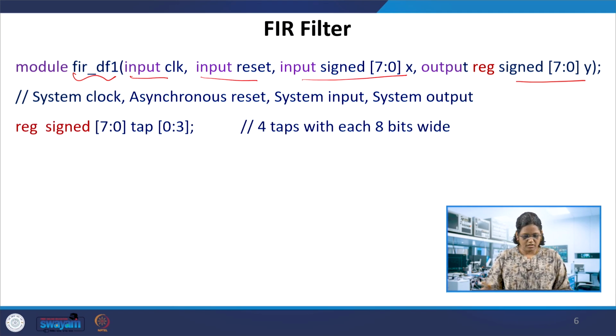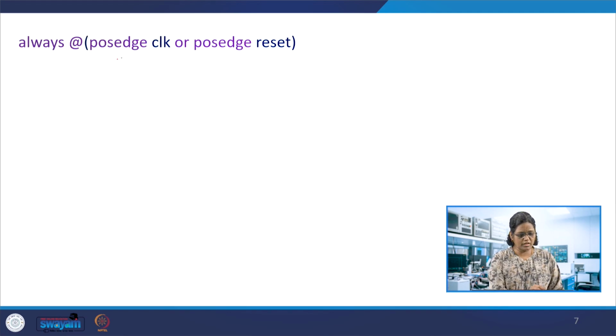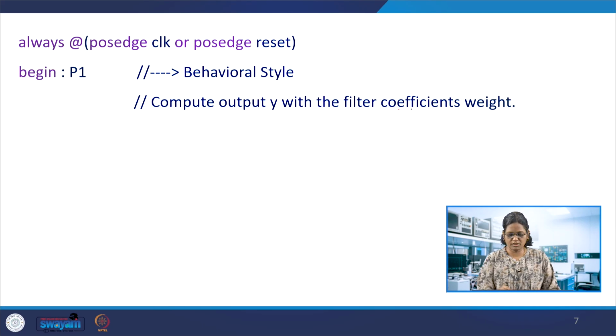Now declare these taps. 4 taps means we have 4 coefficients of the filter, 0 to 3. You can see the 2-dimensional declaration of the tap, 0 to 3 for 4 coefficients, and 0 to 7, 8 bits wide each. Signed, and an integer I is the loop variable for incrementing the operation. After this, always at the clock edge or the reset edge, this is an asynchronous reset, begin the operation of computing output Y with the filter coefficient weights.